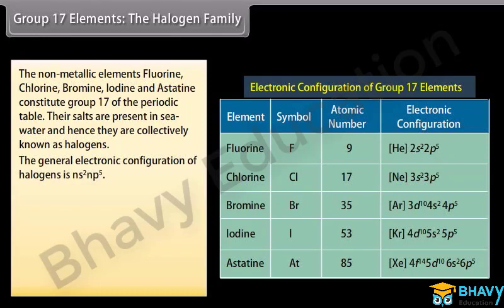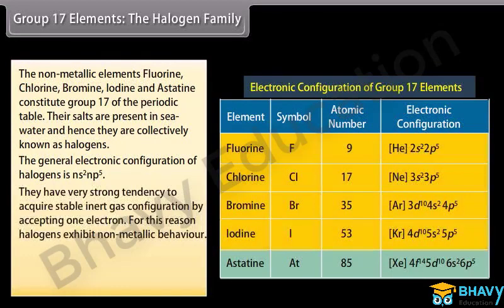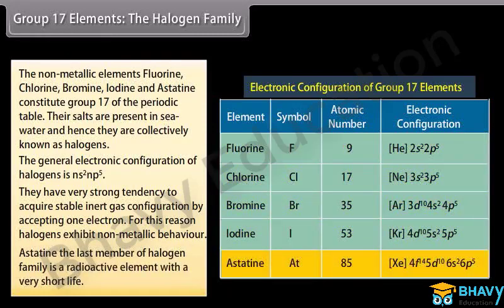The general electronic configuration of halogens is ns2np5. They have a very strong tendency to acquire stable inert gas configuration by accepting one electron. For this reason, halogens exhibit non-metallic behavior. Astatine, the last member of halogen family, is a radioactive element with a very short life.